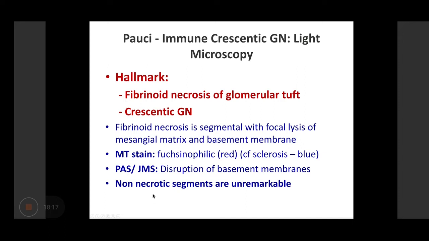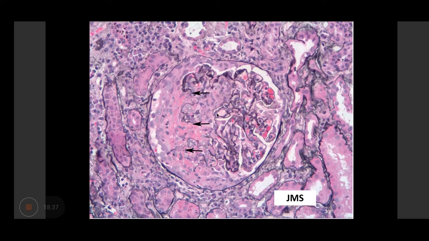A very important point that you have to note is that the uninvolved parts of the glomerular tuft are unremarkable in nature. This is in contrast to immune complex mediated crescentic glomerulonephritis, where the entire glomerular tuft will show proliferation of mesangial matrix and cellularity along with endocapillary proliferation. So this is what the glomerular tuft will look like.